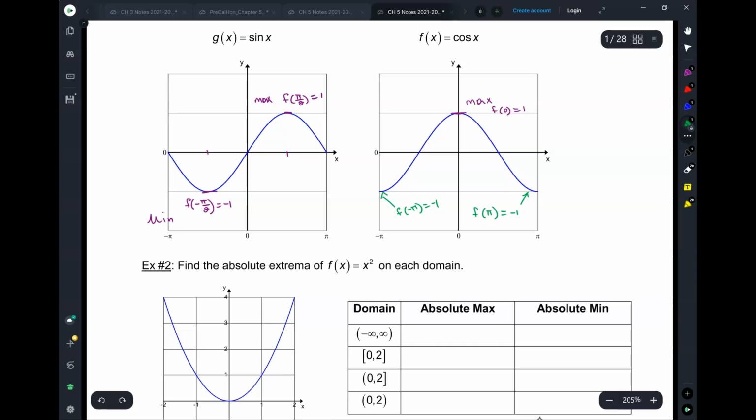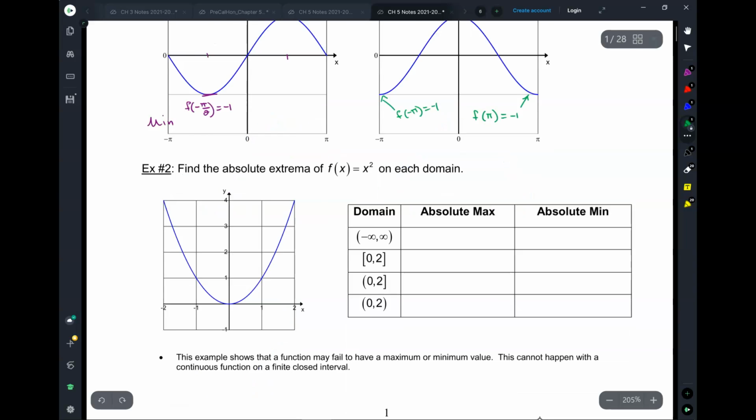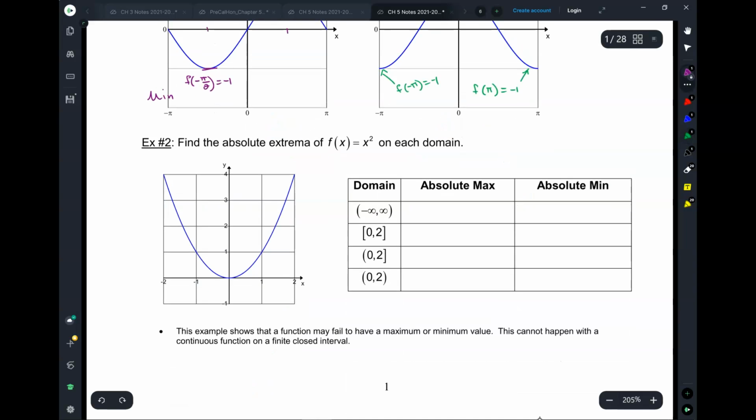Okay, so that's pretty much pre-calc. Well, this stuff too is pretty much pre-calc. So here we go. We want to find the absolute extrema of the same function, but on different domains. First, the domain is negative to positive infinity, all real numbers. So now we just have a parabola on all real numbers, okay?